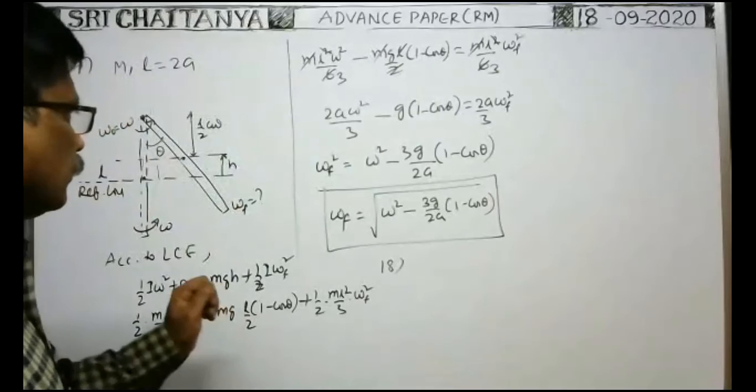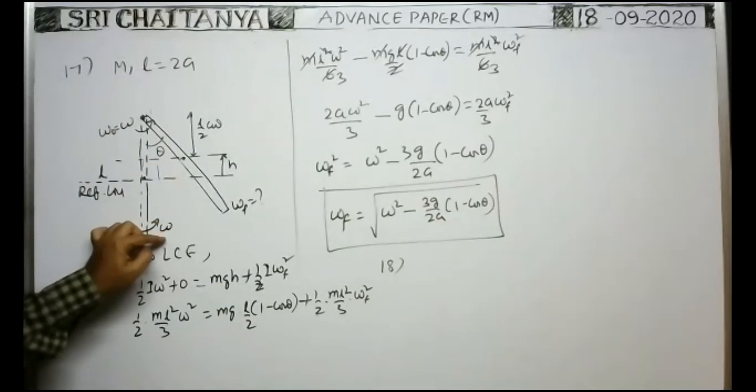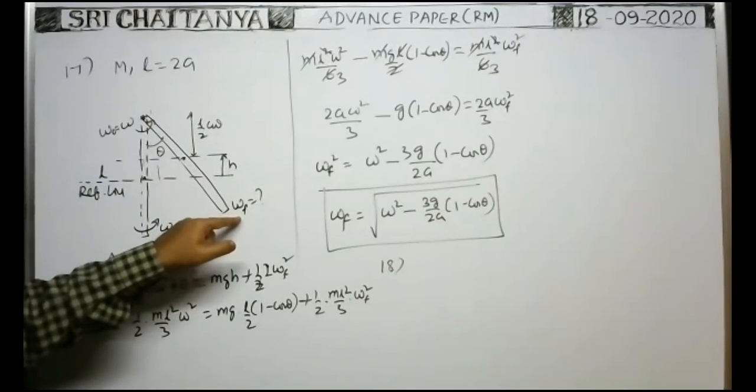Here, whenever the rod starts rotating with angular velocity omega, when it makes an angle theta with vertical, at that time, what is the angular velocity they asked?